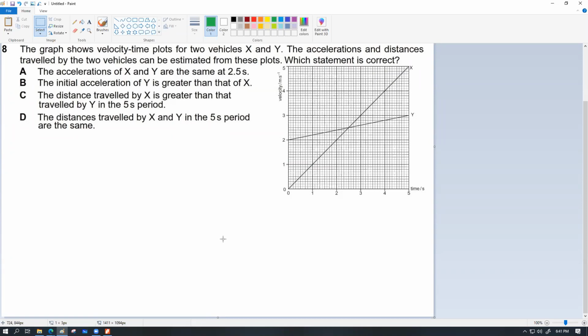The initial acceleration of y is greater than that of x. Wrong, because the gradient of x is bigger. The distance traveled by x is greater than that traveled by y in a 5 second period. No, that is not wrong. That is also wrong because both of the distances are exactly equal. Do you guys understand why both the distances are equal?